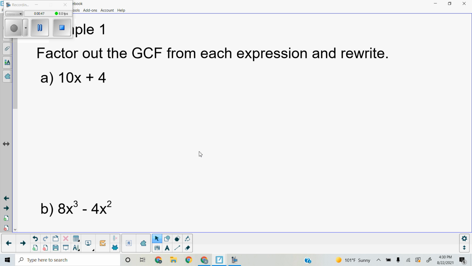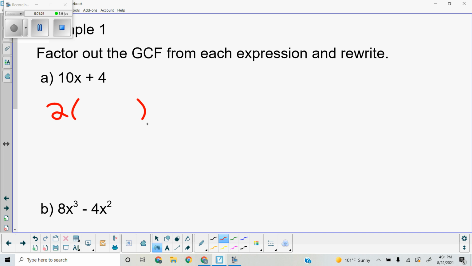So we're going to start with example 1, factor out the GCF from each expression and rewrite. So once again, our GCF is our greatest common factor. So we want to look to see what is the biggest number that goes into both 10 and 4. And in this case, that is 2. So I'm going to take 2 out of each of those and put it in front and have these parentheses.